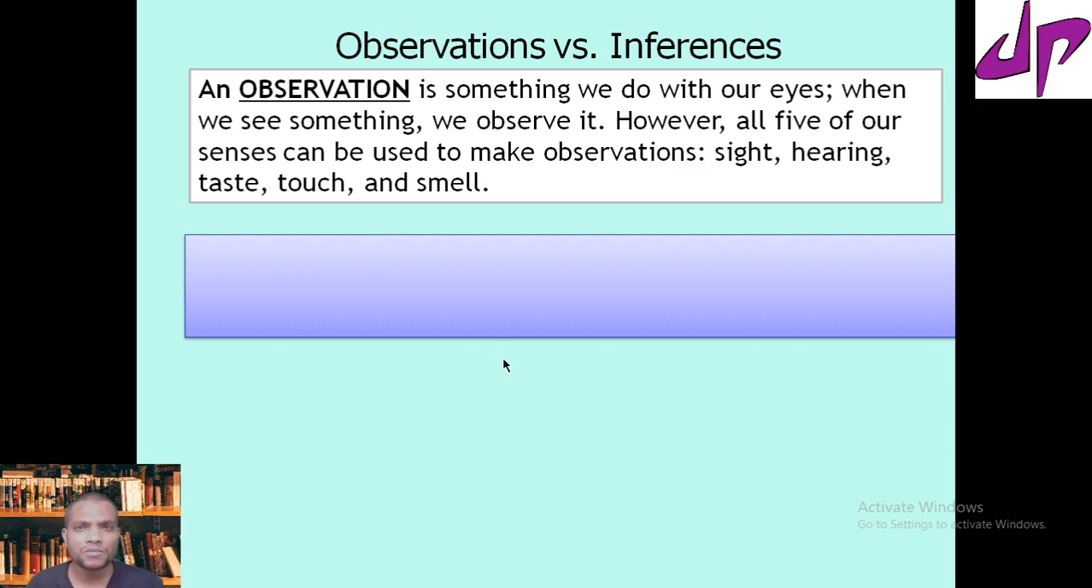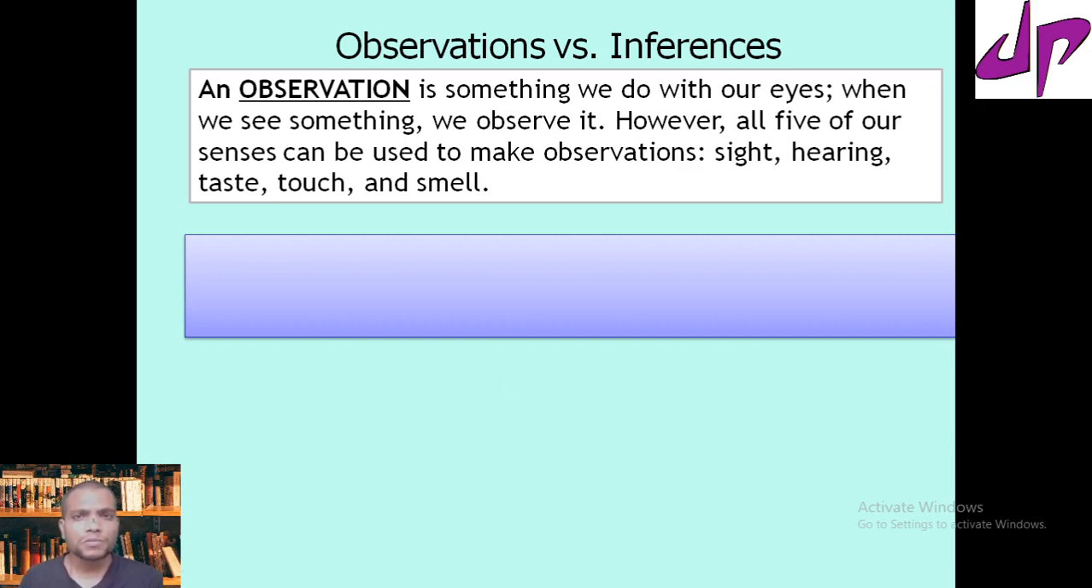Observation means something we do with our eyes. That's the first thing that comes to mind. Suppose you are observing a plant. What do we do? You will see the plant first. When we see something, we observe it. However, all of our five senses can be used to make observations: sight, hearing, taste, touch and smell. So what we perceive with the help of our senses brings us to observations.